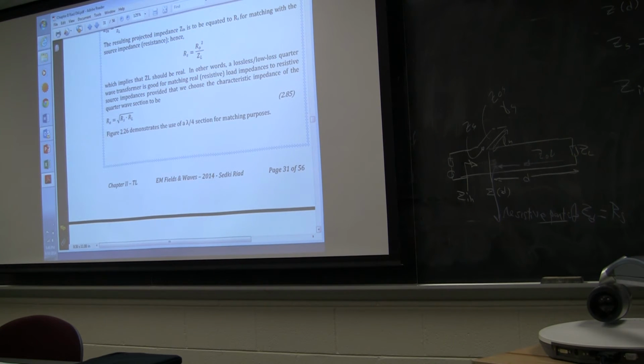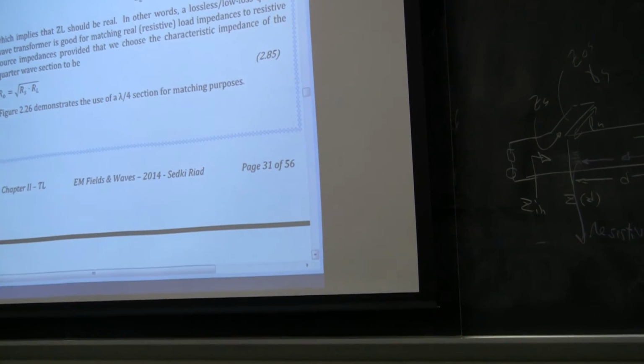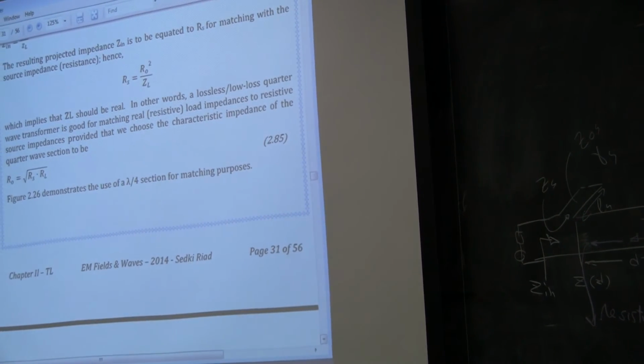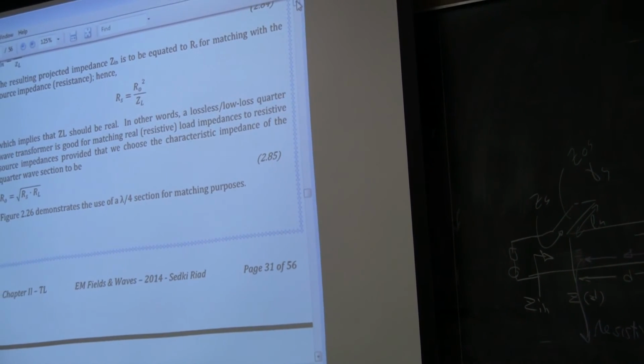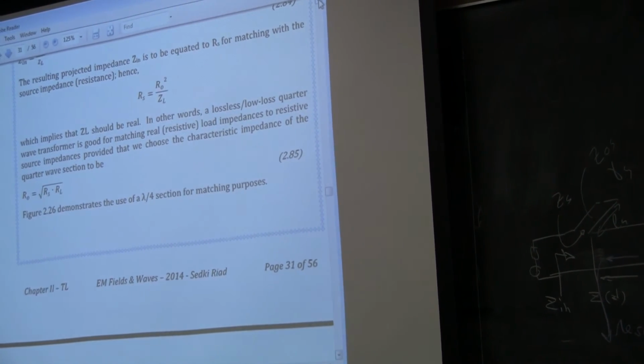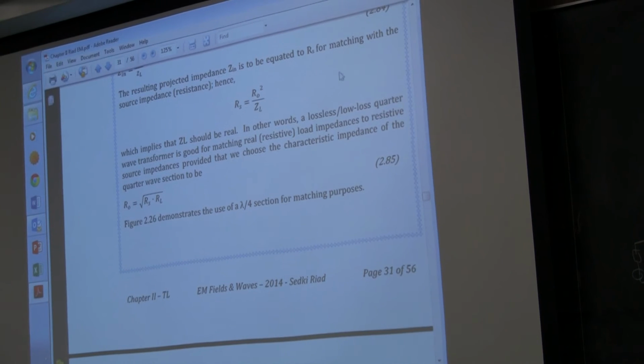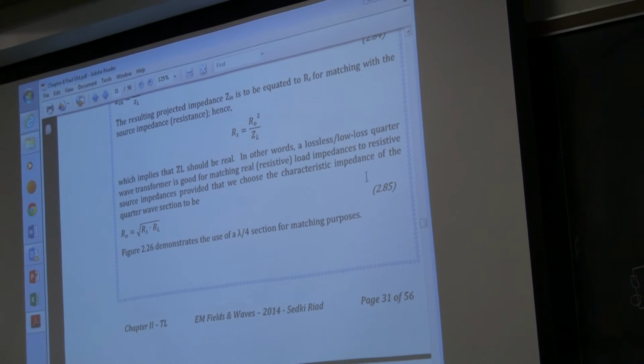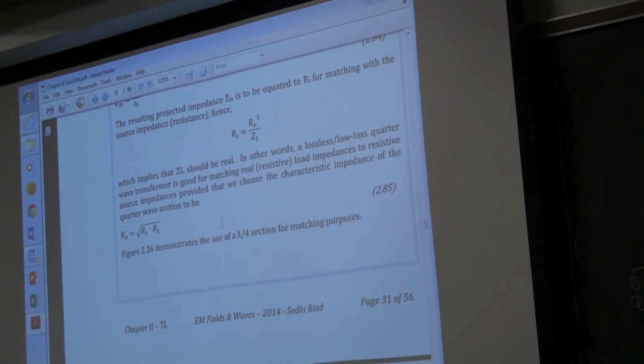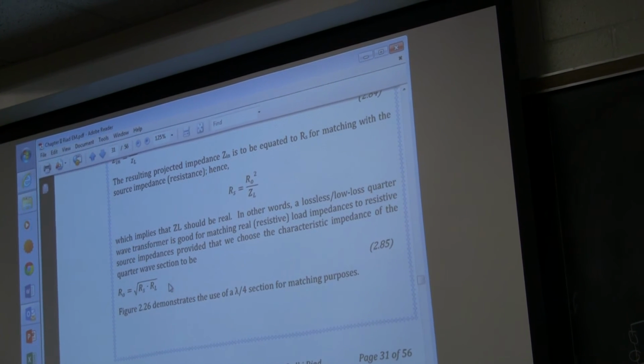Better find me a better machine here. See, that's the quarter wave transmission line. Rs is equal to R naught squared over ZL. Obviously, that's not going to happen unless your ZL is pure resistive, right? So you can't use that unless both of them are resistive. So in this case, the R naught of the quarter wave line will simply be the square root of Rs and RL.